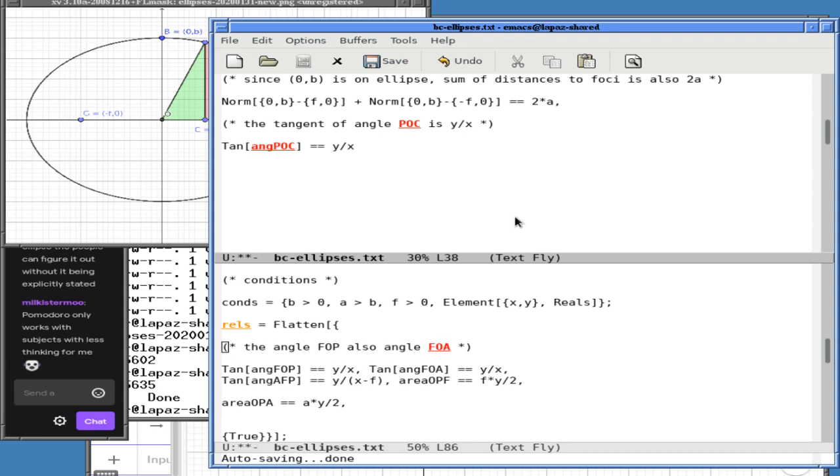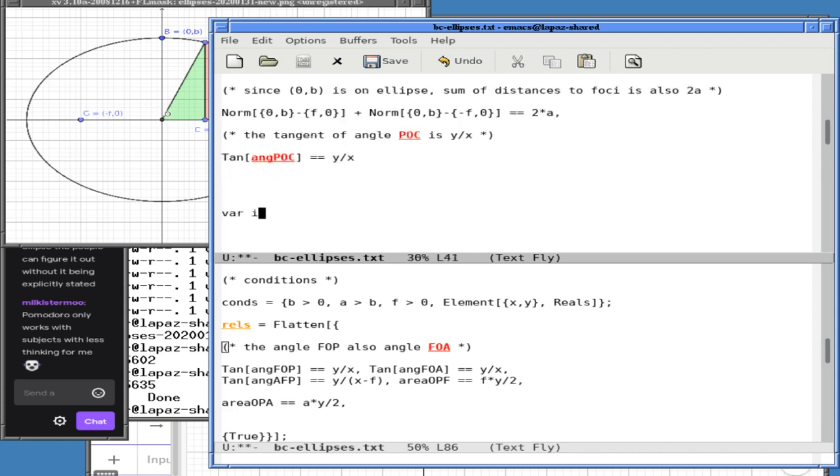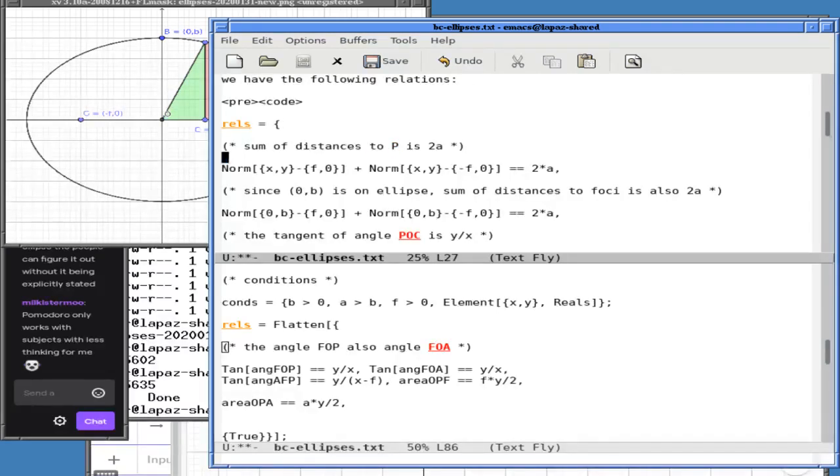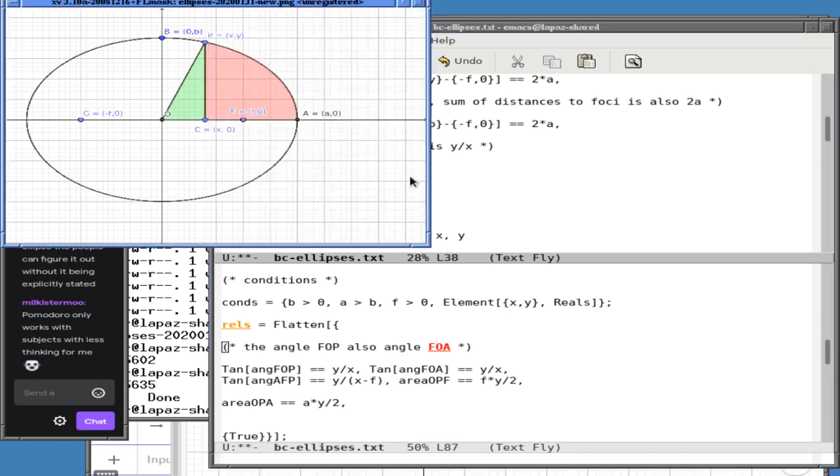Okay. I want to be a little bit careful here. I want to keep track of what variables we're using. So POC is one of them, obviously. A, B, F, X, Y. And those will become important later because we'll need to say, notice we have this number of variables in this problem. Okay. I'm not going to bother with angle AOP. I don't think we need it.